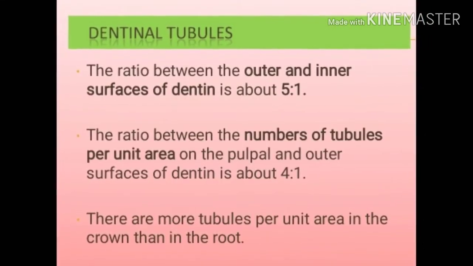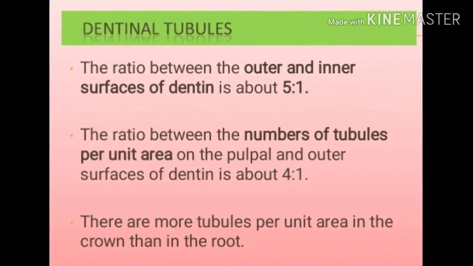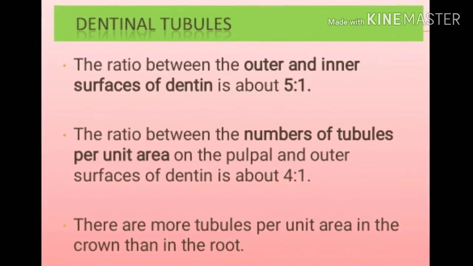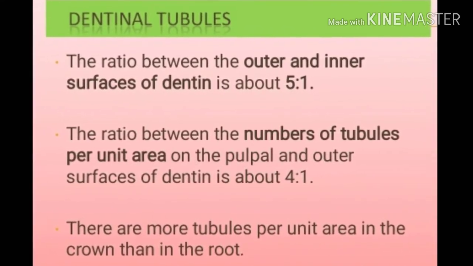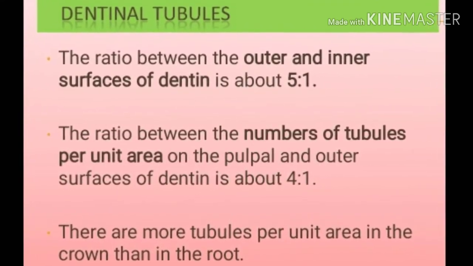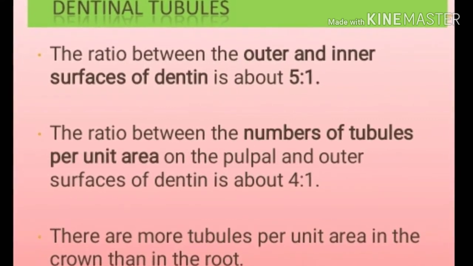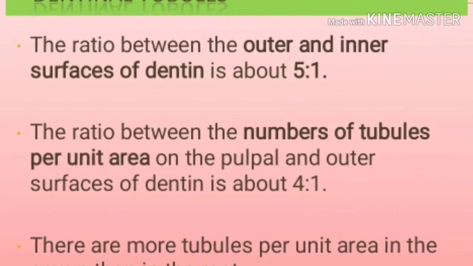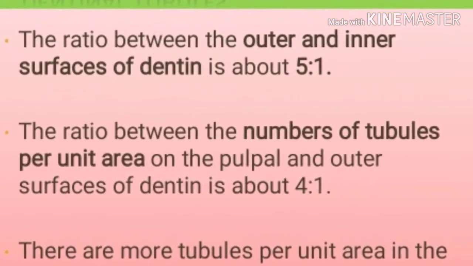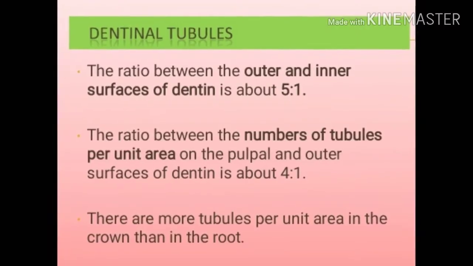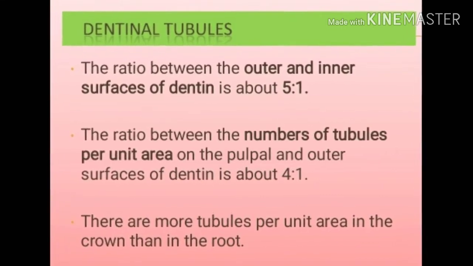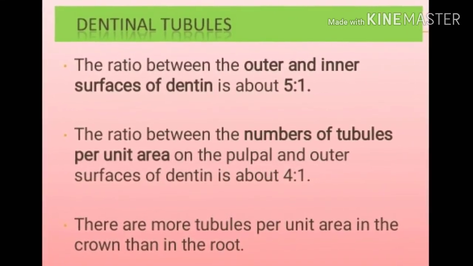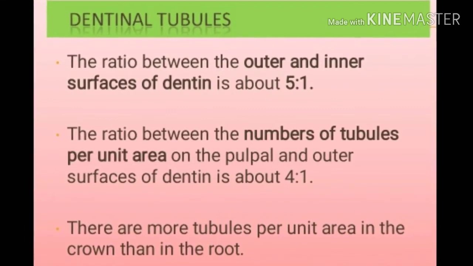The ratio between the outer and the inner surface of the dentin is about 5:1. Hence, nearer to the pulp, dentinal tubules are closely packed, and the outermost area of dentin is spaced apart. The ratio between the number of tubules per unit area on the pulpal and the outer surfaces of dentin is about 4:1. There are more tubules per unit area in the crown than in the root.